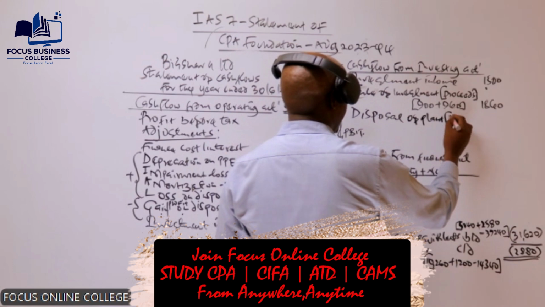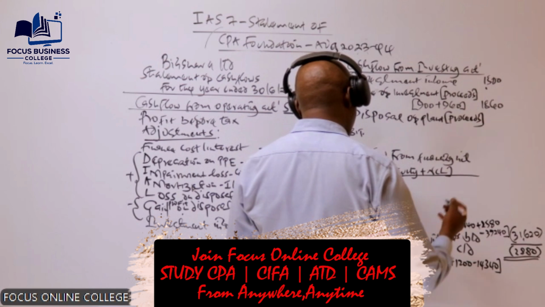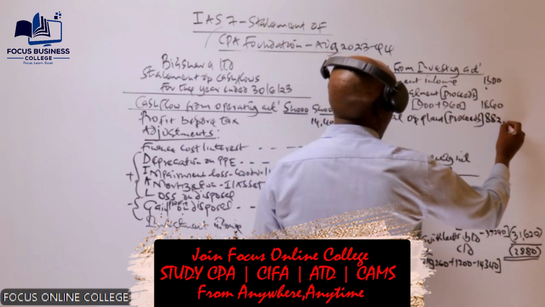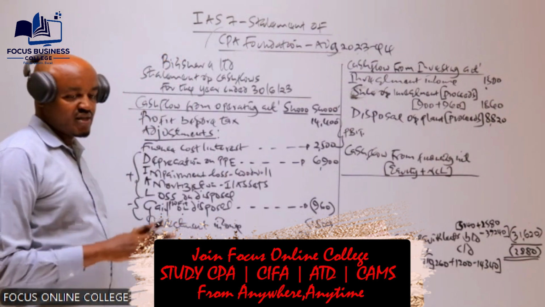What do we consider here? We consider the proceeds. It was sold at how much? It was sold for 8,820,000. So that is the what? That is the proceeds. That is the sales proceeds.